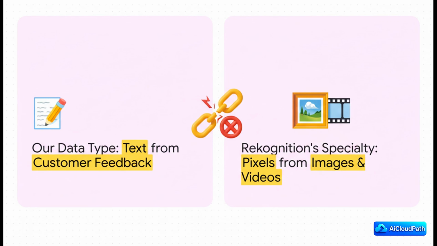So here's the fundamental disconnect. Our data is text, words, and sentences. Rekognition's specialty is pixels, images, and videos. It's looking for faces and objects, not feelings in a sentence. It's just the wrong tool for this kind of data. So Rekognition is out too.